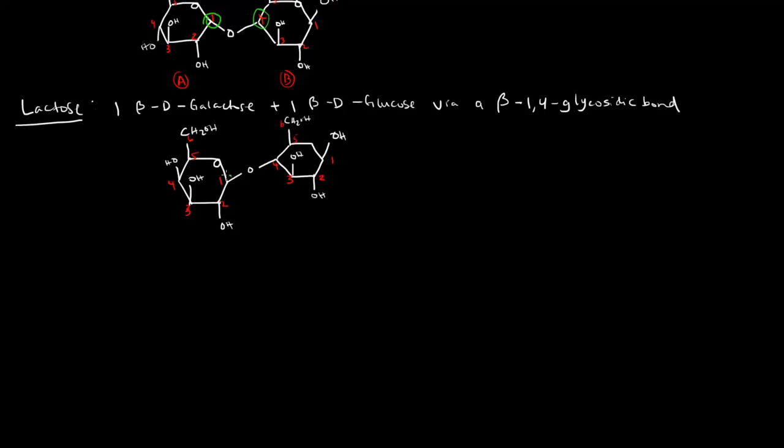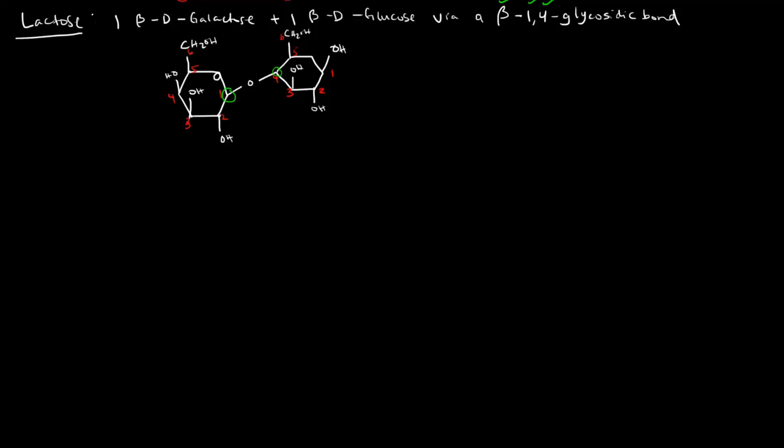Well, this is carbon number 1, so this portion here is correct. This bond is going up, which is the same direction as the CH2OH, so this beta portion is correct. 4, is it connected to carbon number 4 on the next thing? Yep, that's correct. That is a beta 1,4 glycosidic bond, and that is lactose. Okay.